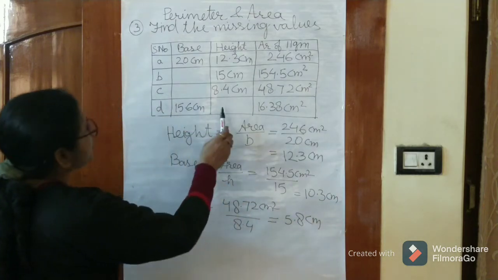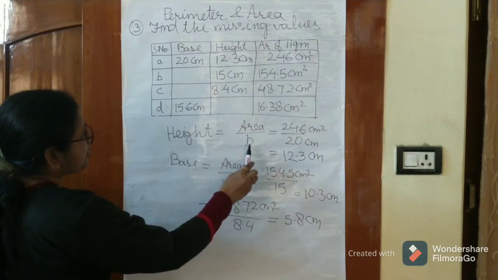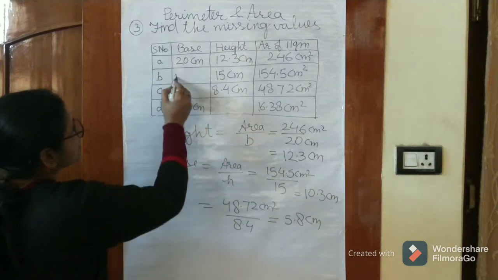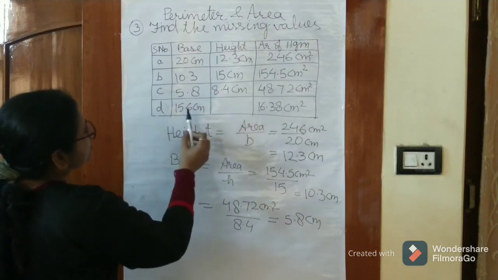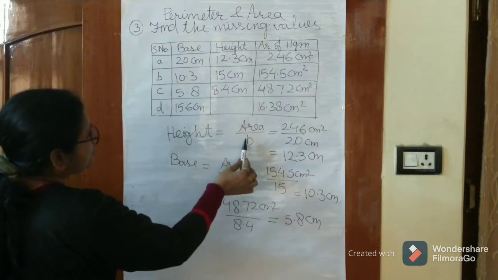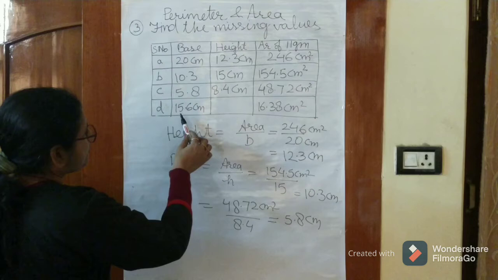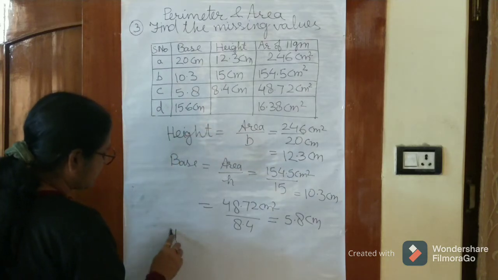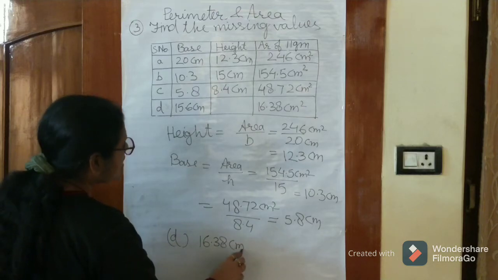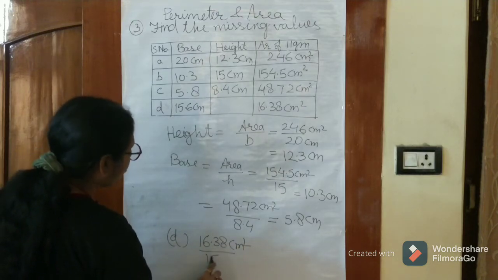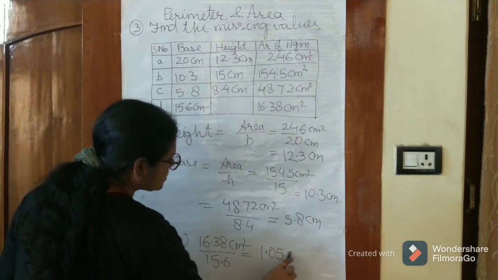Now for the fourth part, the height is to be found. For the height, the formula is area upon base. Here 10.3, here 5.8. So here this formula will be used. Area upon base means 16.38 upon 15.6 for the D part. 16.38 centimeter square upon 15.6. When you calculate it, you will get 1.05 centimeter.